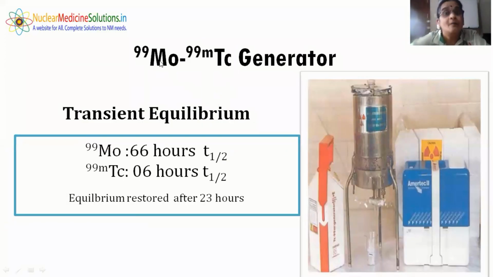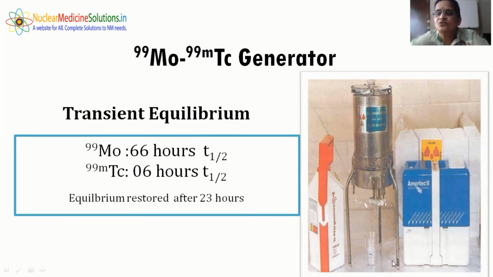Firstly, let us see the molybdenum-99, technetium-99m generator, the workhorse generator, you can say, because it is the most used generator. And this follows transient equilibrium, because the parent's half-life is about 10 times more. The parent is 66 hours, while technetium-99m is 6 hours. The equilibrium can be restored after 23 hours.